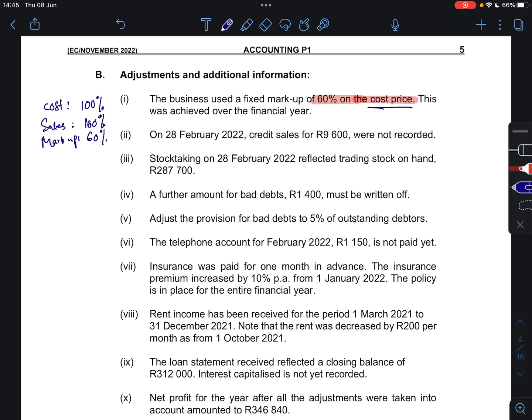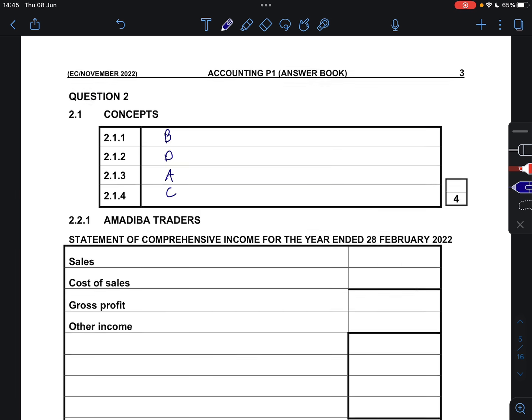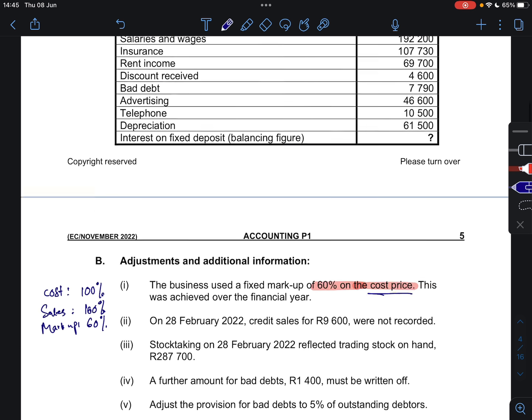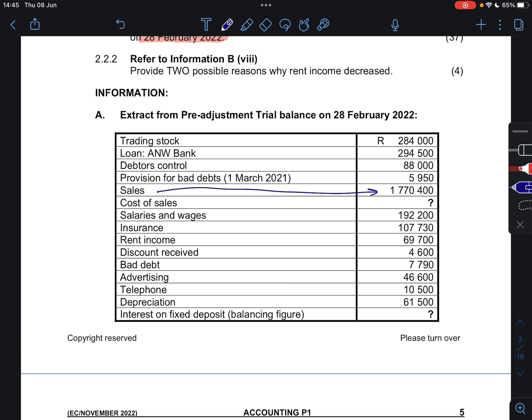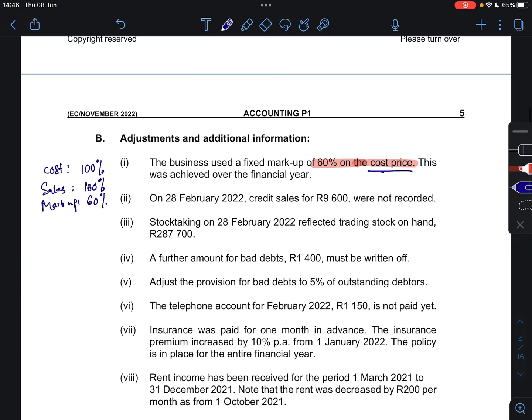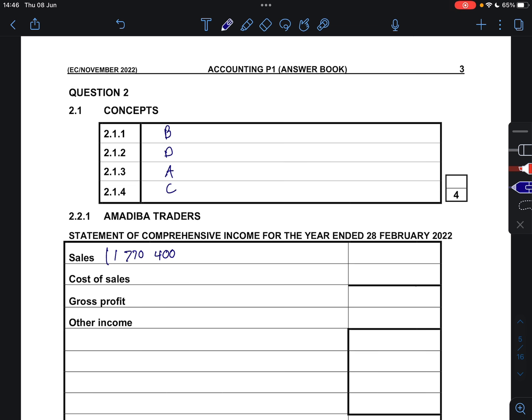All right. And then the business used a fixed markup of 60% on the cost price. This was achieved over the financial year. All right, we're checking our sales, we're checking our cost of sales. Okay, we're not given any amount, so we are supposed to get the amount from our pre-adjustment trial balance. So our sales is 1,770,400. And then we check if there are any adjustments that will affect our sales. It says here on 28 February, credit sales for 9,600 were not recorded, so we're supposed to add that to our sales, plus 9,600.